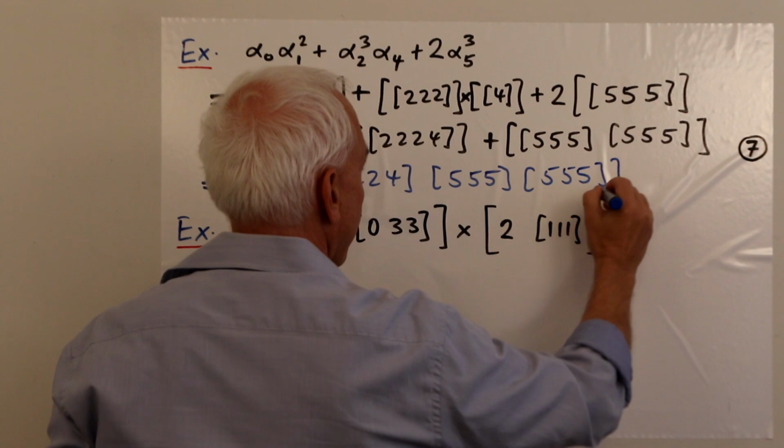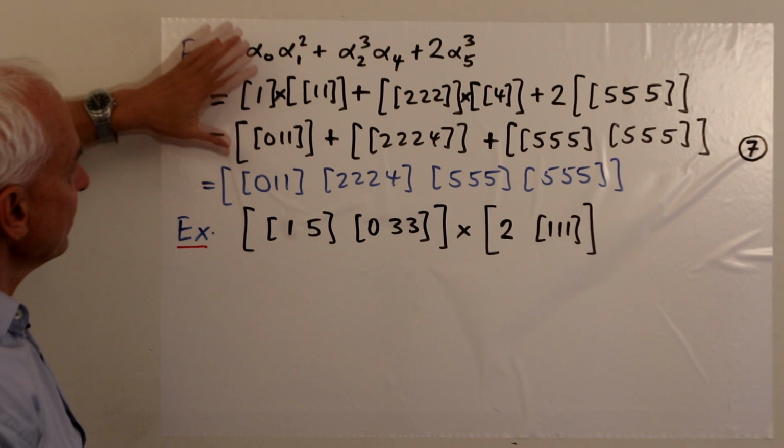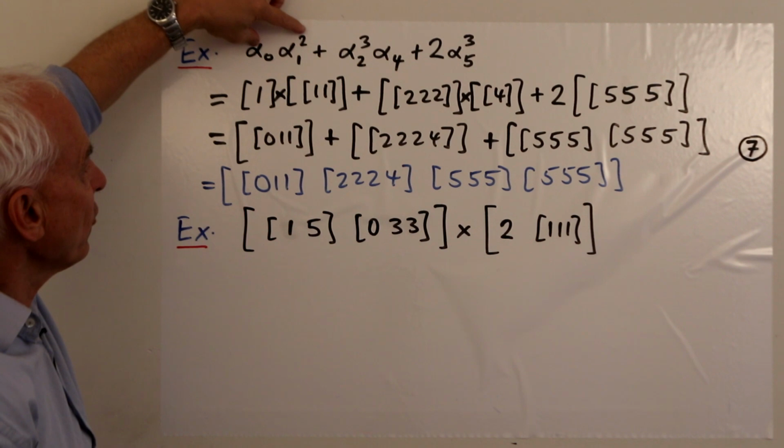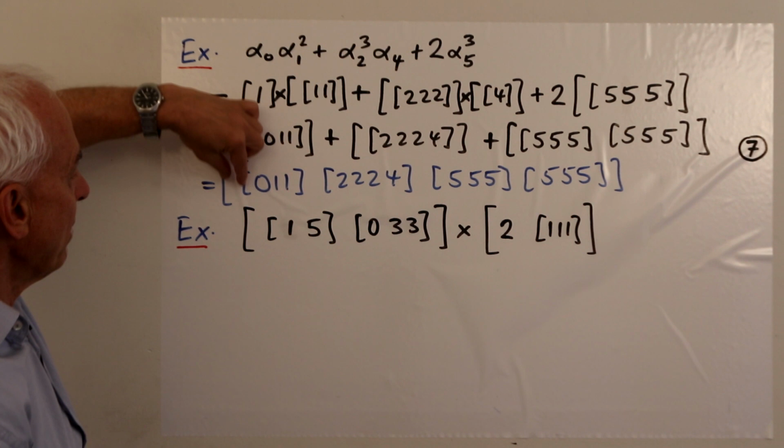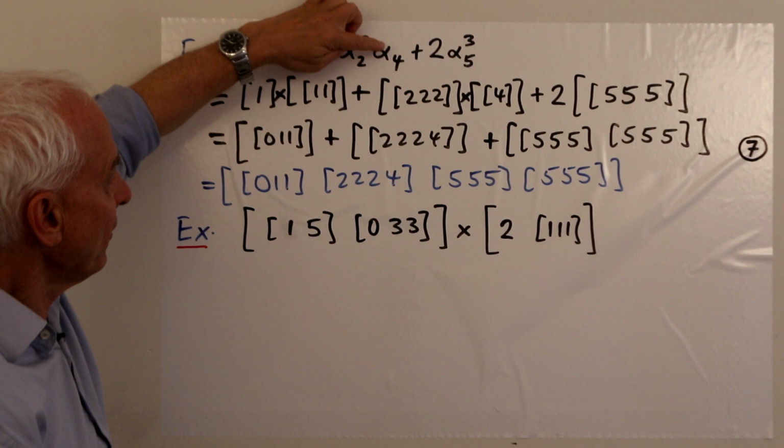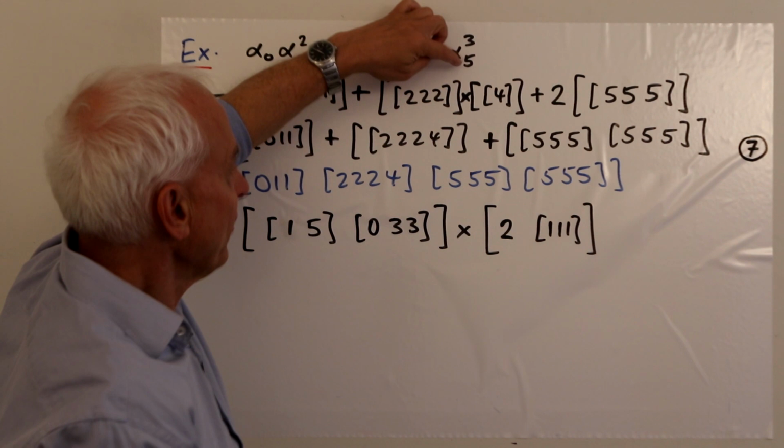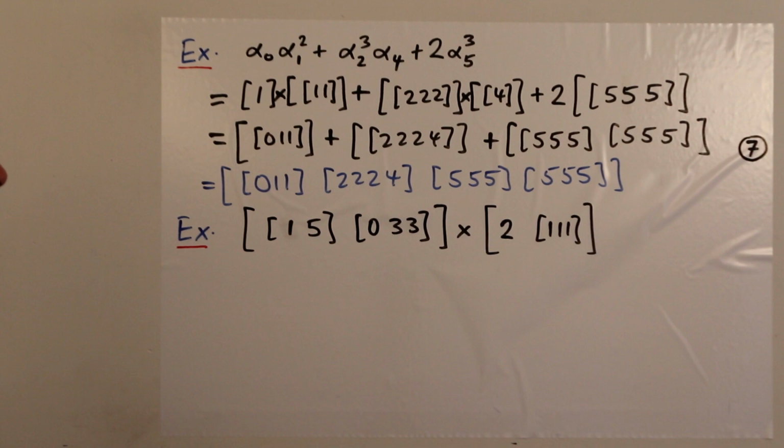And with some experience, we can just go directly from this to this. This monomial, if you like, alpha 0, alpha 1 squared, corresponds to this expression, multiset 0, 1, 1. This thing here, alpha 2 cubed, alpha 4, is represented by this, 2, 2, 2, 4. And this 2 alpha 5 cubed is captured by those two things. Okay, let's go the other way around.